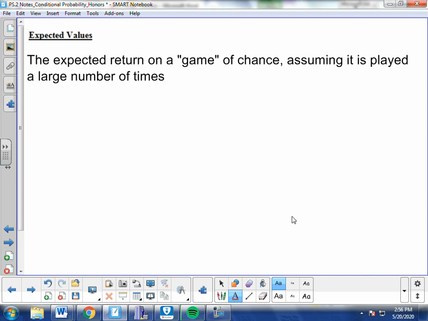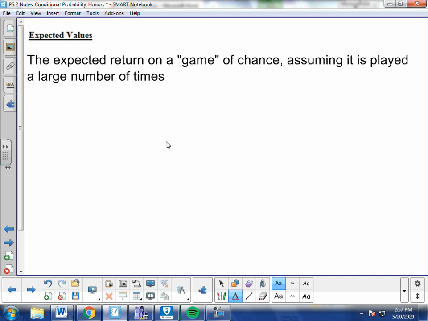So for instance, we could take the lottery. Let's just use some scratch offs. What's the expected return on buying a scratch off every single day for the entire year? Or you could talk about maybe casino games. What's the expected return on playing the game roulette over and over and over again? One of the key things here is that this number becomes more accurate with the increased number of trials. So the expected return is under the assumption that we're playing over and over again.